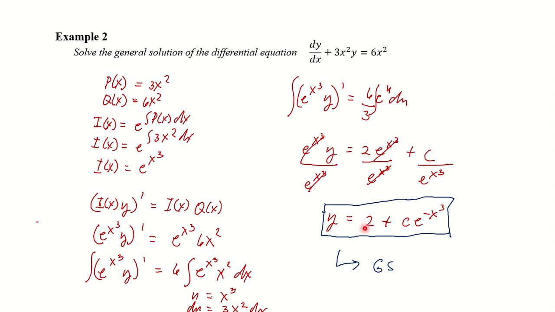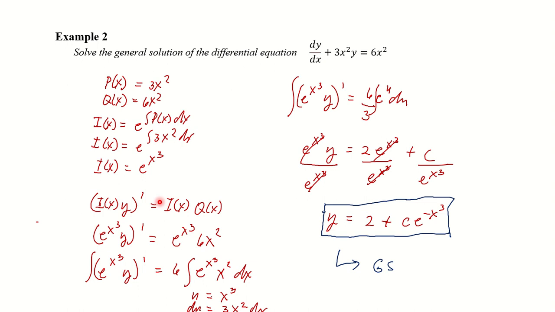So the answer is 2 plus, of course, if we want to write the denominator beside our numerator c, you need to just change the sign of your exponent in the denominator, from positive x cubed to negative x cubed. So our general solution therefore will now then be equal to y is equal to 2 plus c e raised to negative x cubed. Again, this is very important.